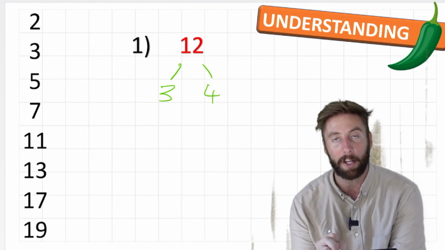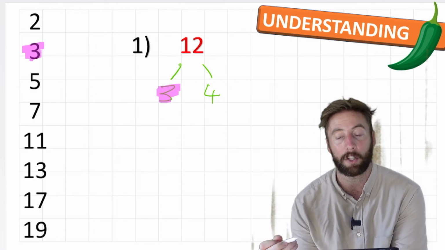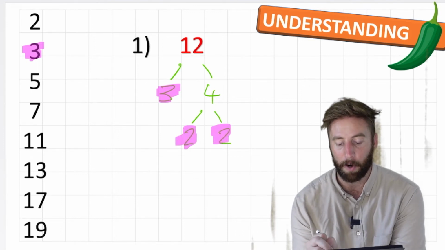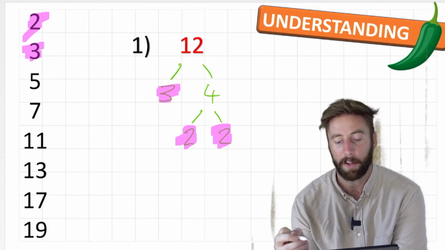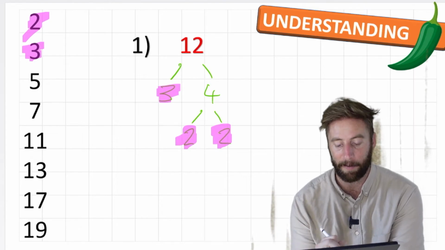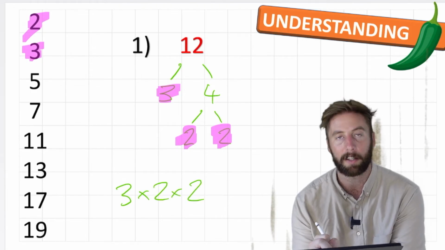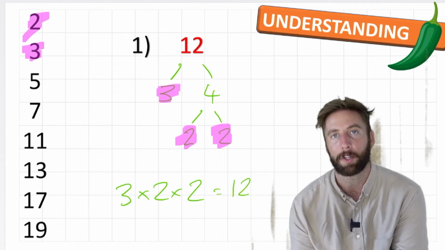Well, I've already got a prime number here, and now all I need to do is find the factors to 4, which would be 2 and 2. And 2 is a prime number, and therefore I can't go any further, and I actually have the exact same numbers as before. We have 3 times 2 times 2. 3 times 2 is 6, times 2 is 12. So we get the same answer.